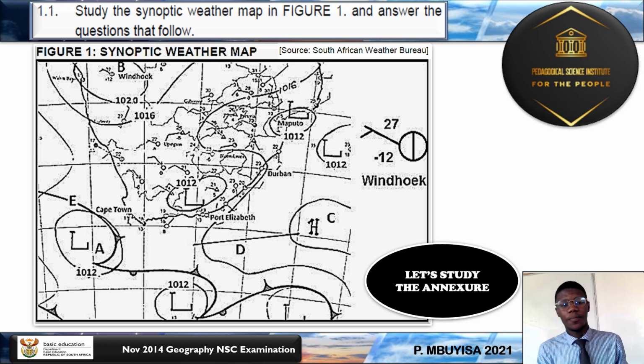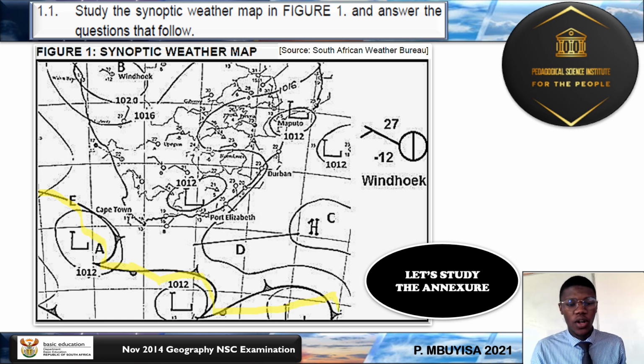Okay, next question. Study the synoptic weather map in figure 1 and answer the questions that follow. So this is figure 1, and it is sourced from the South African Weather Bureau, and this is a question from the November 2014 Geography National Senior Certificate Examination. Now let's study our synoptic weather map. You'll notice that we have a series of fronts here. So you have your fronts connected to each other here.